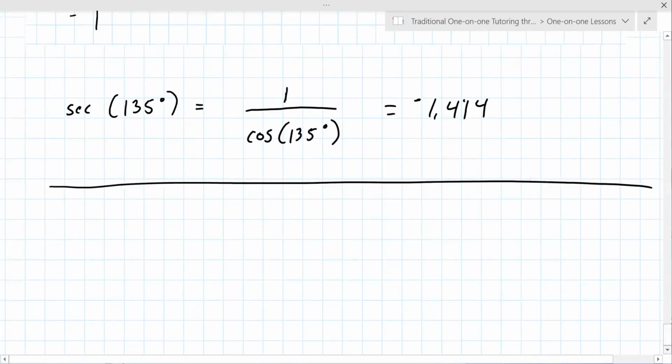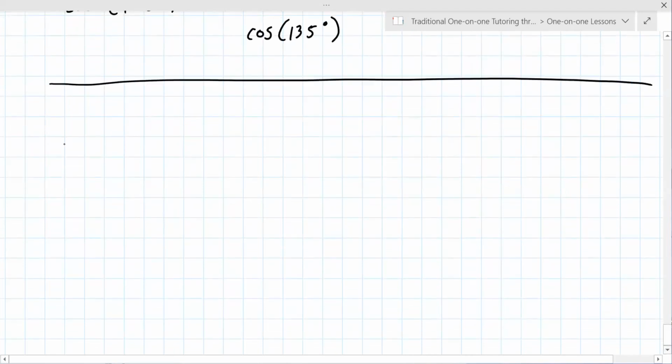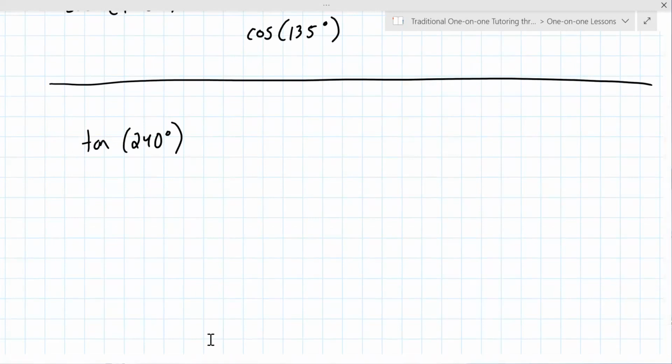Next one is tangent 240 degrees. I'm sorry, give me one more time. Tangent 240 degrees. Is there a negative in front? No. Okay. So again, what I want you to do is go to your Desmos and enter this with the degrees.